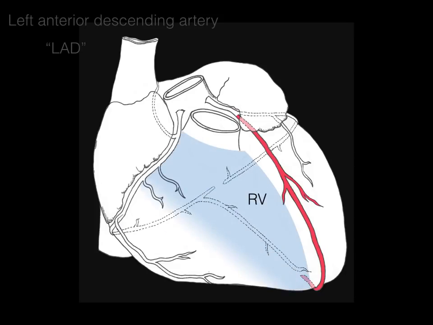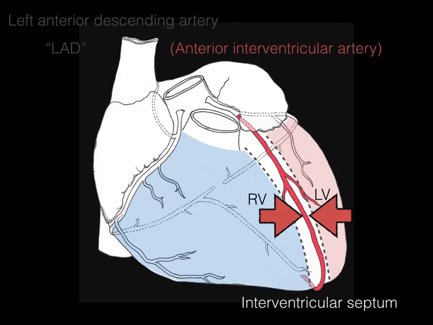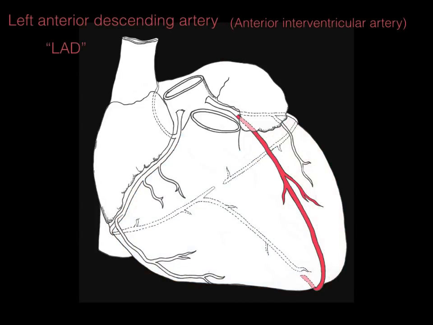So there we've got the right ventricle where it would be in this heart, and there's where the left ventricle would be located, and the myocardium between is called the interventricular septum. And so this artery on the anterior surface of the interventricular septum is appropriately called the anterior interventricular artery. So, three names: left anterior descending artery, anterior interventricular artery, and then the one you'll probably know for the rest of your career, the LAD.